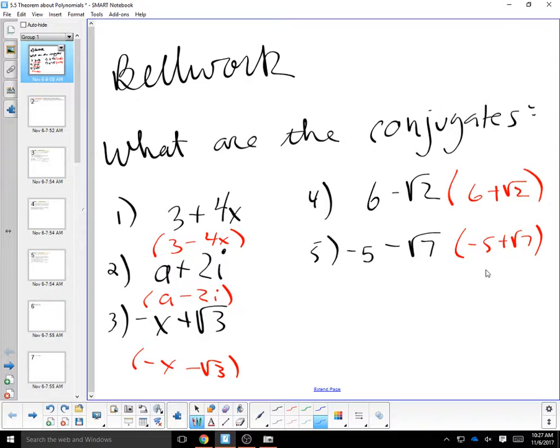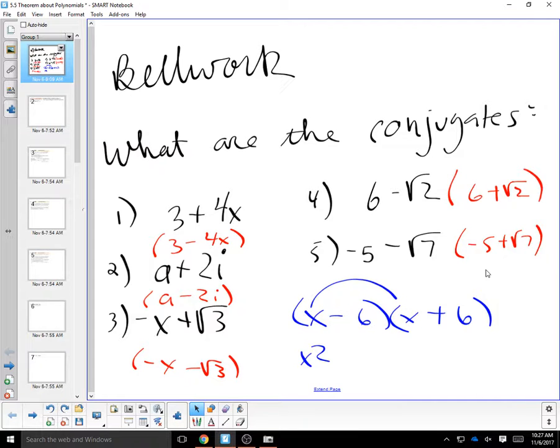Someone give me a set of conjugates. Make it easy, please. x and 6. Conjugates are going to be the same, except what changes? The sign in the middle. That's the only thing that changes. So I've got two conjugates. Check this out. X times x is x squared. And here's what I mean by the middle part. What is x times 6? 6x. And negative 6 times x? Negative 6x. So what's 6x minus 6x? Nothing. It's gone. It always happens. And then we finally get the last part, which is negative 36. So conjugates have that special property. The middle term always falls out. So, that's an important thing to know.